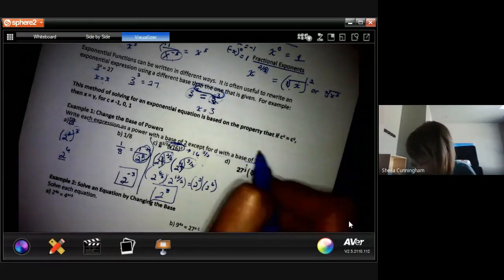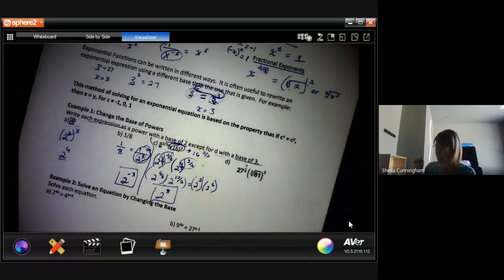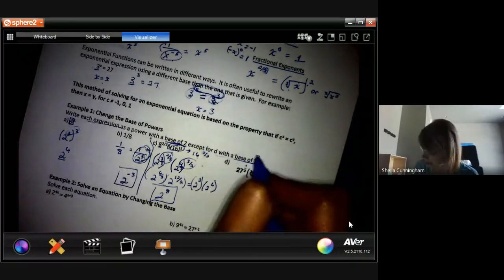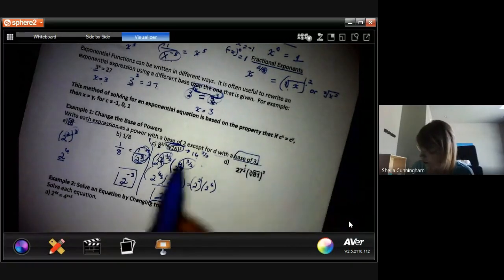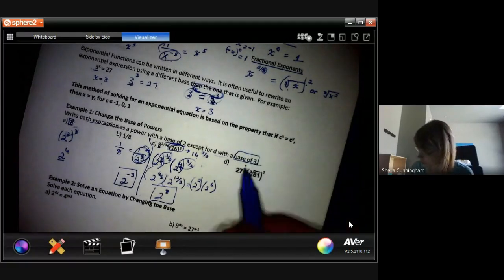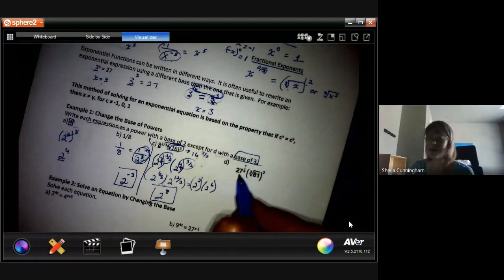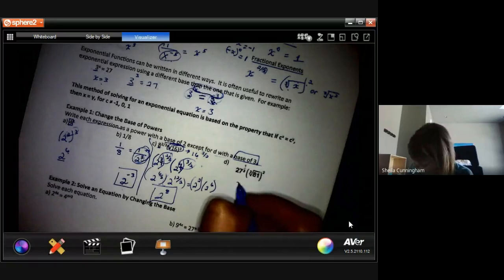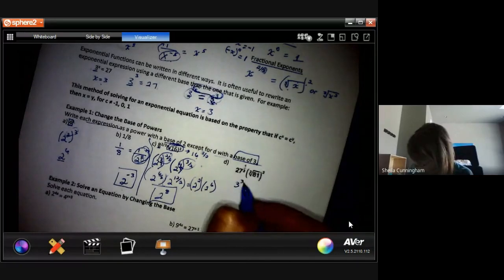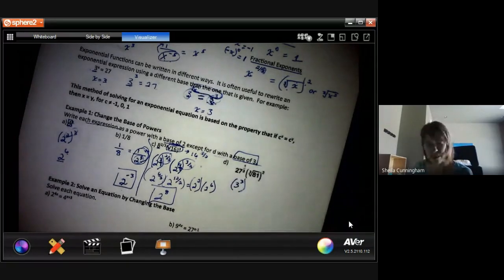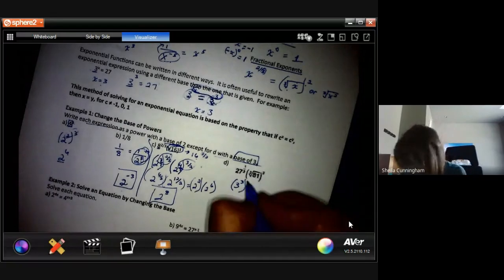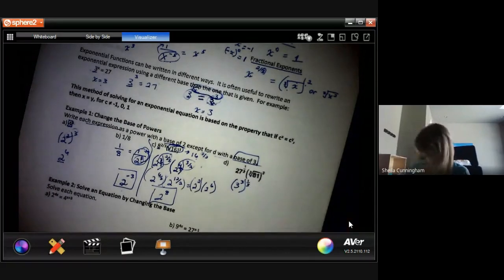Okay, so one more. This is going to be a good one. This time though, it's a base of 3. So we're not writing it with a base of 2 anymore. So this one we have to think about 27. We want to write it as a base of 3. Well, we know from previous that 27 is the equivalent of saying 3 to the power of 3. And then I still have it to the power of 1/3, that 1/3 that was out after it.